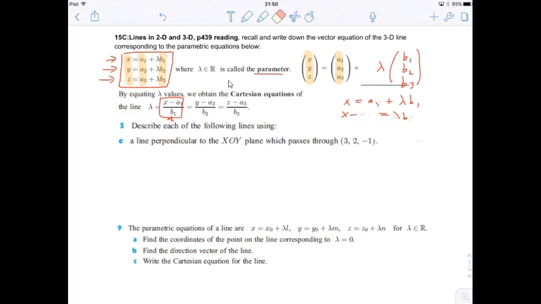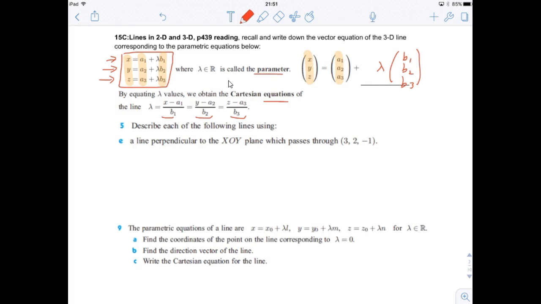Okay, you just do a similar process with each one of these, and then you set them equal to each other, and then you make a giant equation, which is a Cartesian equation to define a three-dimensional line.